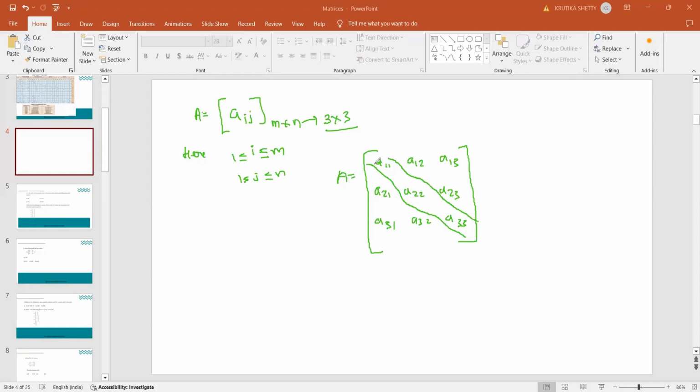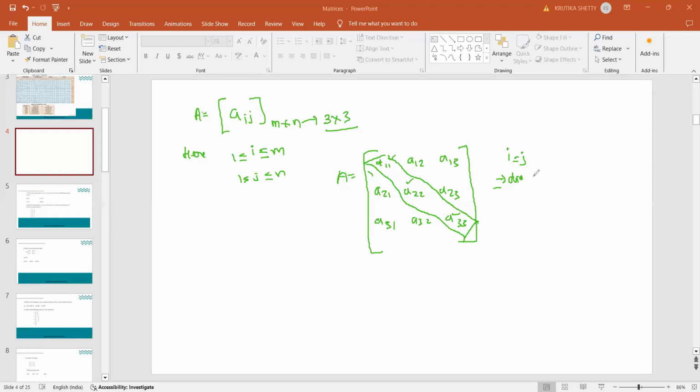You can see the diagonal I have drawn. Along this diagonal, you can see i is equal to j. See the first element over here, the i and j values are 1 and 1. Here it is 2 and 2, and here it is 3 and 3. So the numbers are same. Such position elements are called diagonal elements.